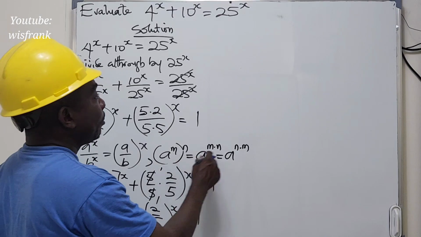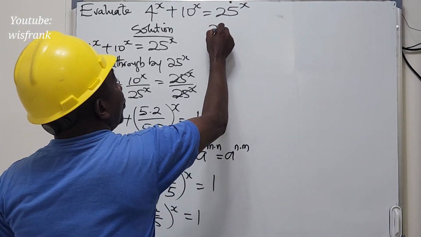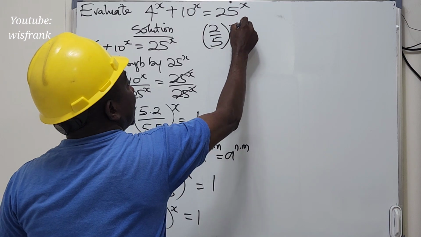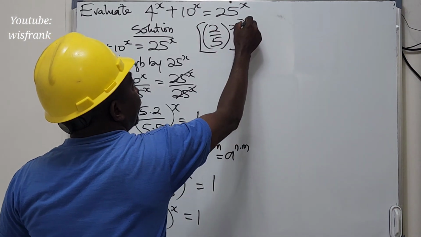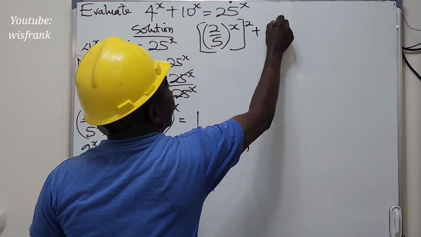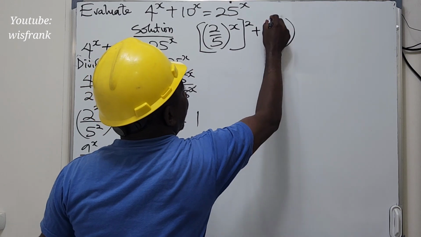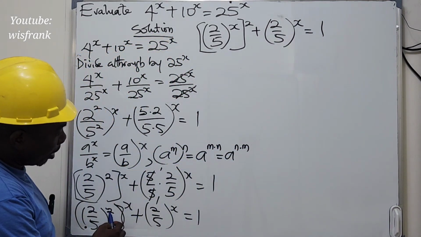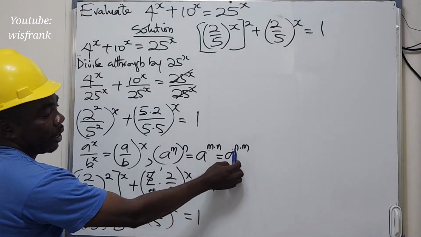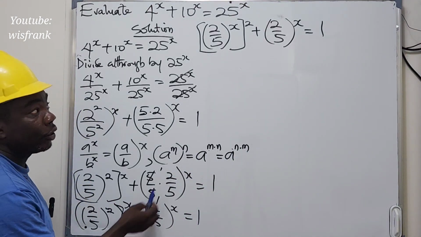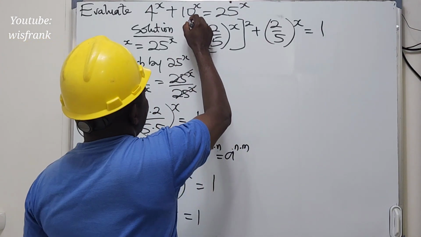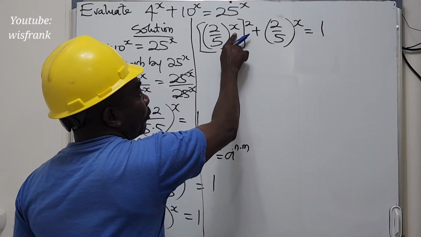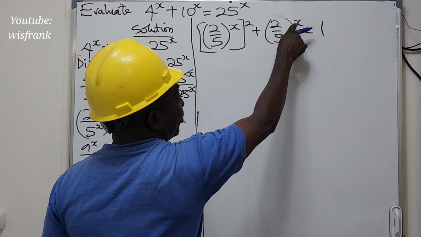So here can be written as 2 all over 5 all to the power of x all to the power of 2 plus 2 all over 5 all to the power of x equals to 1. We just interchange the power as we did here, interchanging here. So we have 2 and x, so we interchange the power. So this will become, so we have that as 2 over 5 to the power of x. We also have 2 over 5 to the power of x.